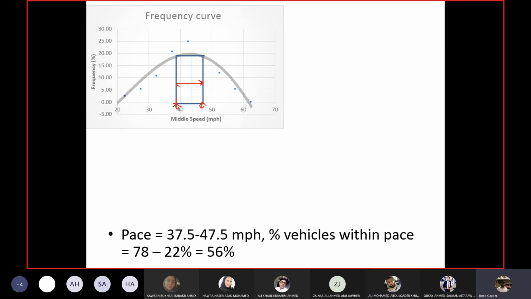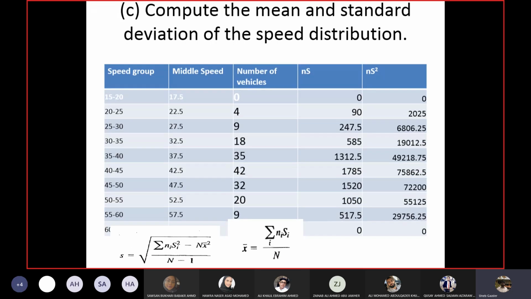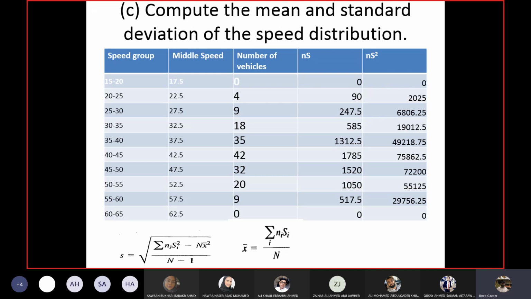56% has more dispersion. Good, because less percentage means more drivers are out of the central range. Pace in the center, right? So less percentage in the center means more out of the center. That means more dispersion. So dispersion is basically inversely proportional to this percentage. When you increase this percentage, the dispersion reduces. More drivers are in the central part, which means dispersion is less. Good answer.